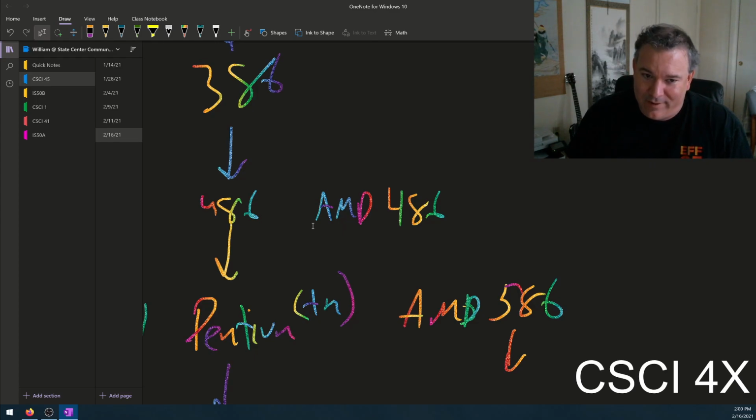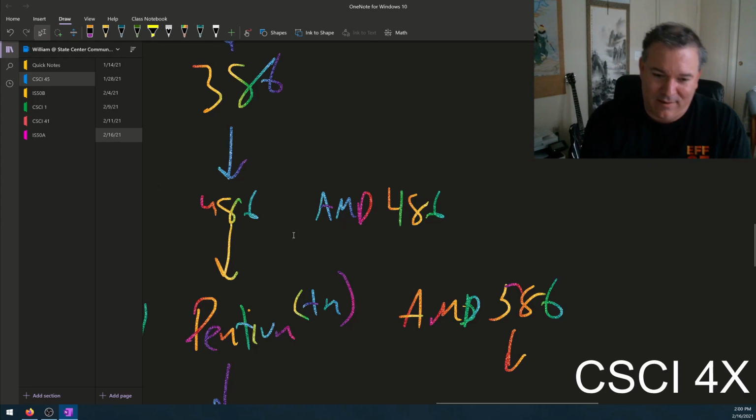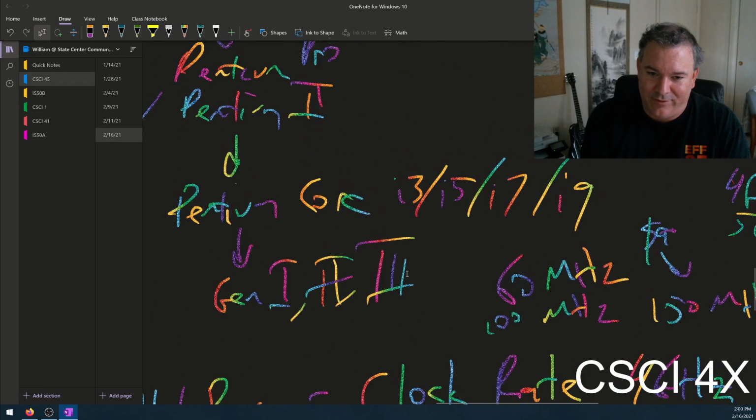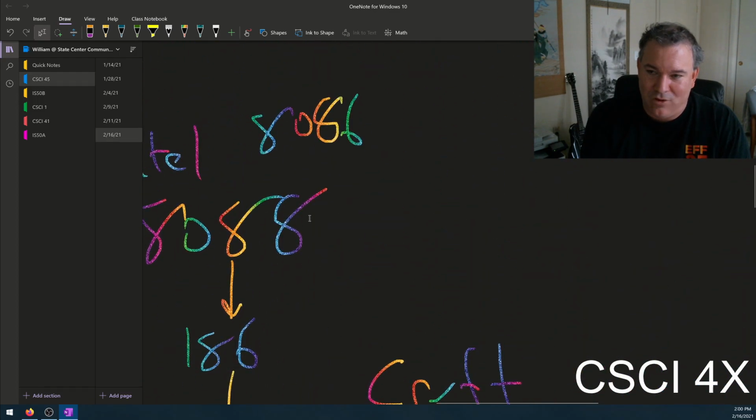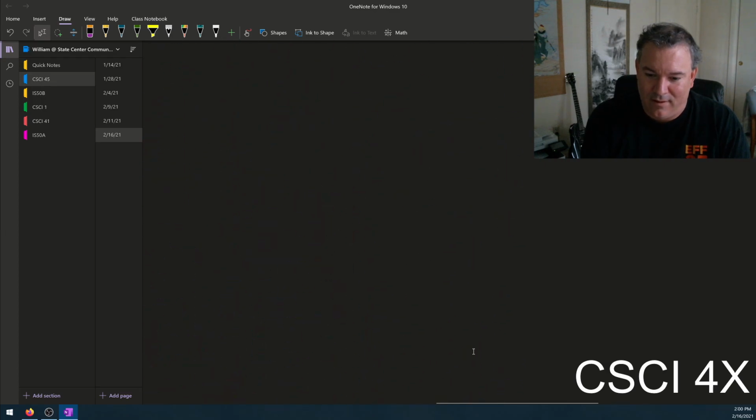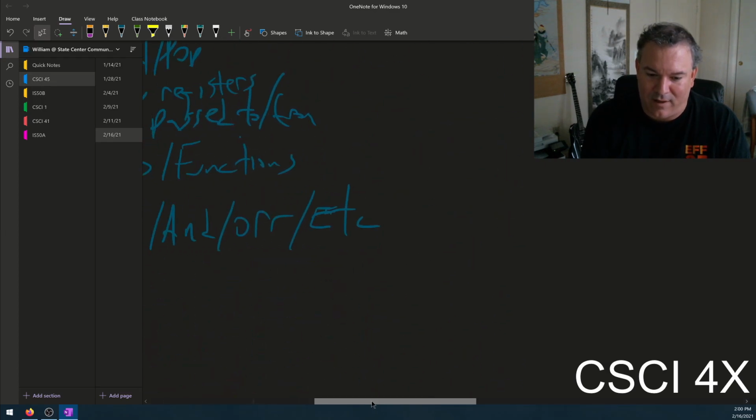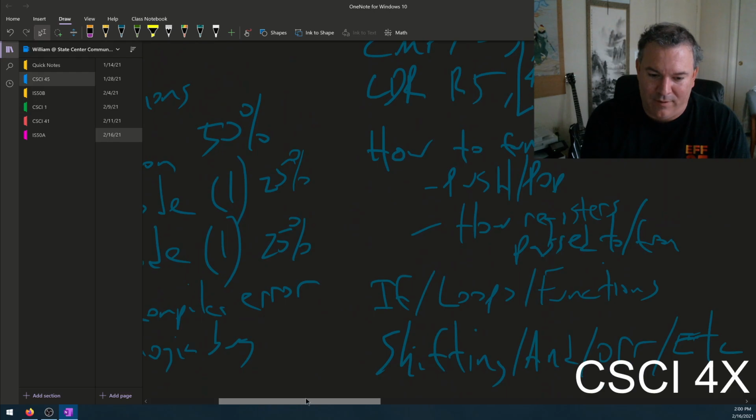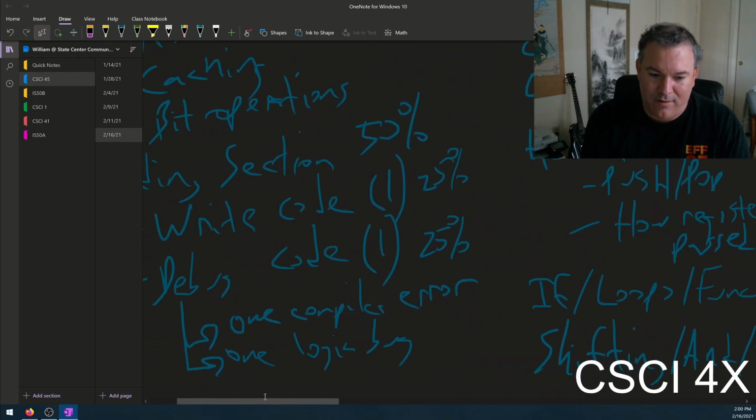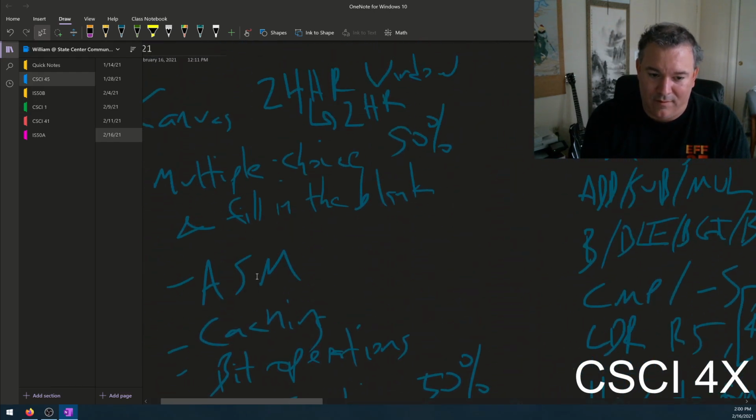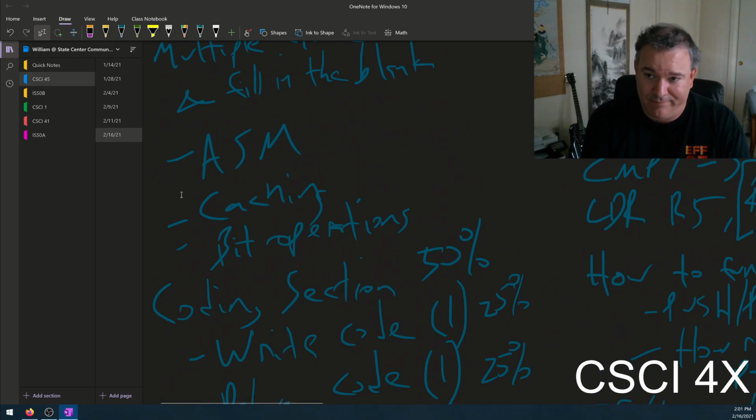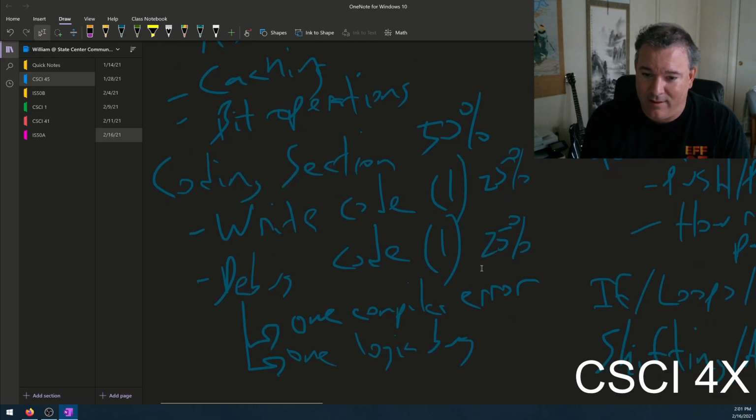So, any questions about that, guys? We had a big, high level talk about generations of CPUs today. We'll continue this talk on Thursday, but the midterm covers assembly, caching, bit operations. That's it. Multiple choice. You've got to write a function, and you've got to debug a function. Okay. So that's it. Any questions?